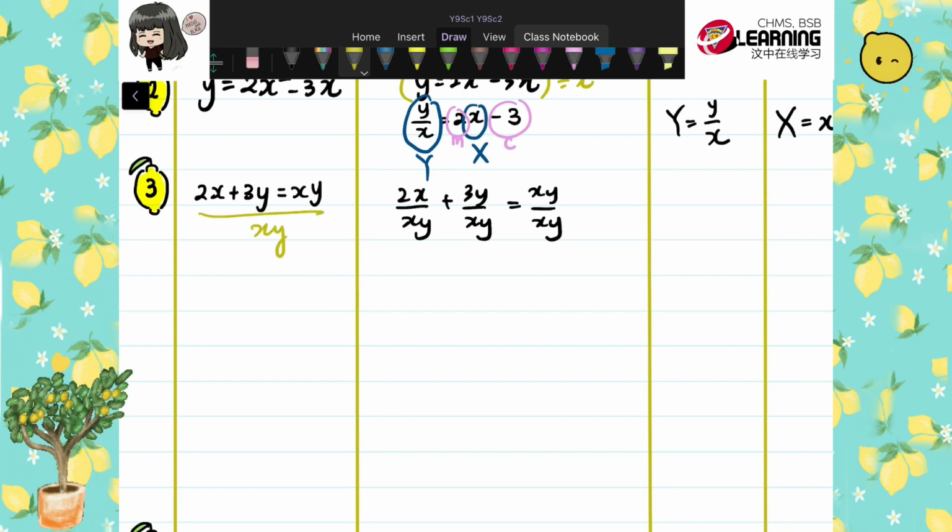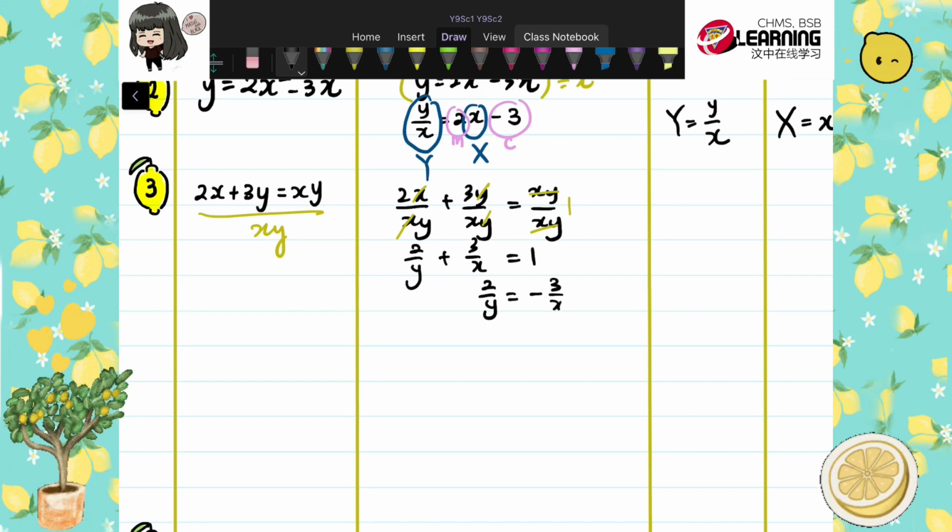So after that, I simplify, cut my x, cut y here, cut xy, become 1. So become 2 over y plus 3 over x equals to 1. Okay, so you cannot see your y equals to mx plus c yet. So what I'm going to do is I move this to the other side, become minus. Okay. And then not quite yet. This one is your big Y. Can you do that? Cannot.